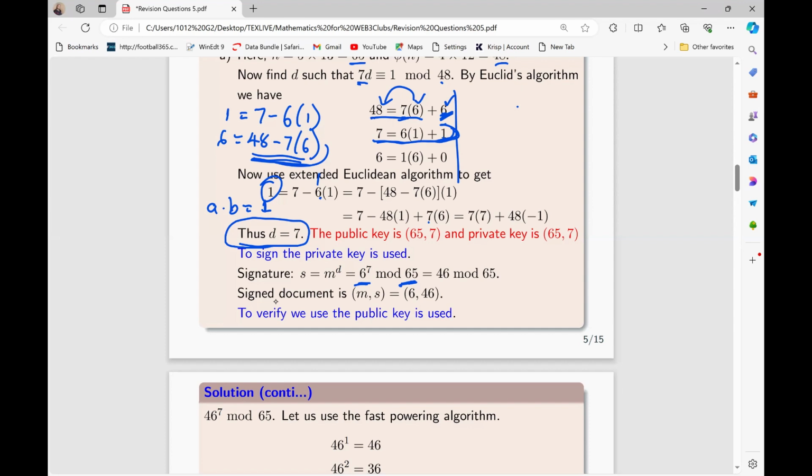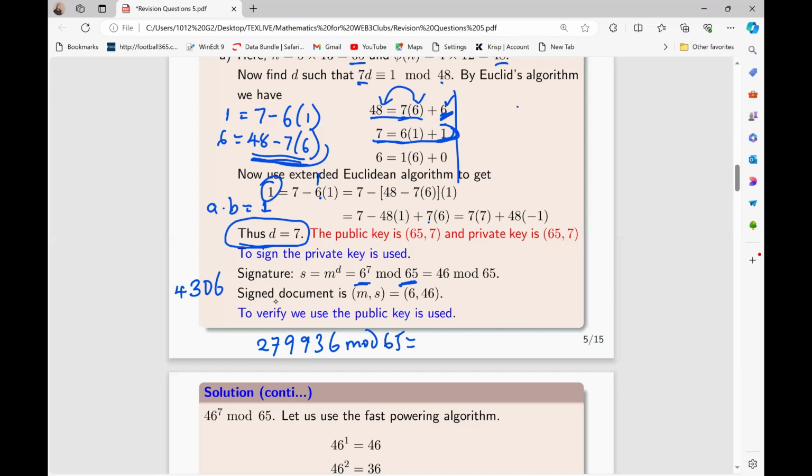So what is 6 raised to 7? This is what I'm getting: 279,936, and I'm doing this mod 65. In other words, I'm dividing by 65 and then writing the remainder. When I divide by 65, I find that it goes there 4,306 times. I hope you are also using your calculator. But what I want is the remainder.